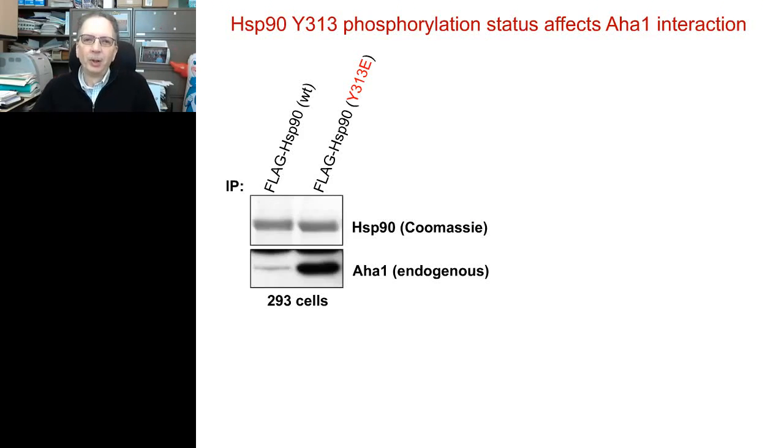What we initially found was that if we made a phosphomimic mutation of the tyrosine, which is Y313E, shown on the right here, and immunoprecipitated either transfected wild-type FLAG-HSP90 or transfected FLAG-HSP90 Y313E, you can see we're immunoprecipitating equivalent amounts of HSP90. Endogenous AHA1 associates much more profoundly and abundantly with HSP90 Y313E compared to wild-type HSP90. These experiments were done in 293 cells.